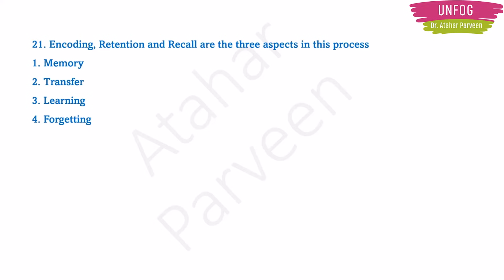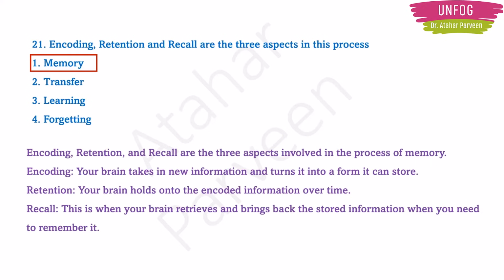Question number 21. Encoding, retention and recall are the three aspects in this process. So what are the options given? Memory, transfer, learning, forgetting. So the question is, they have given three terms which are encoding, retention and recall. Now they are asking which among the four options has all these three aspects. So the correct answer will be memory, because memory is the process wherein encoding, retention and recall, all three aspects are there.